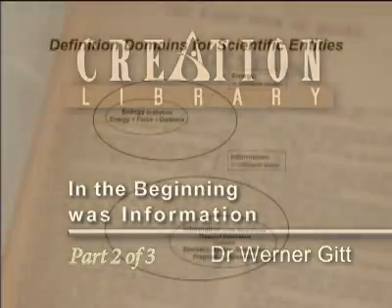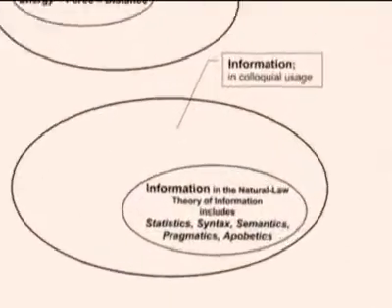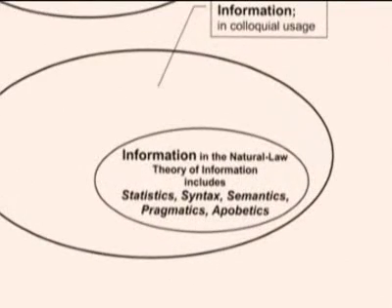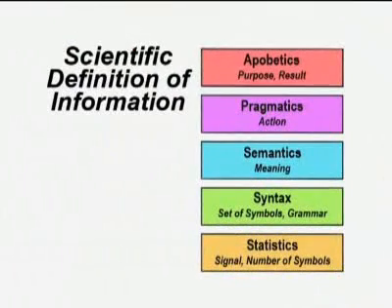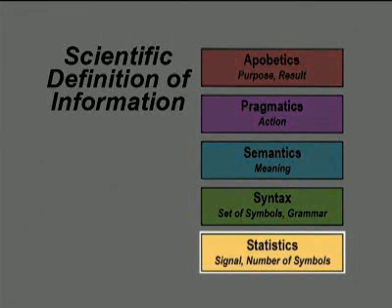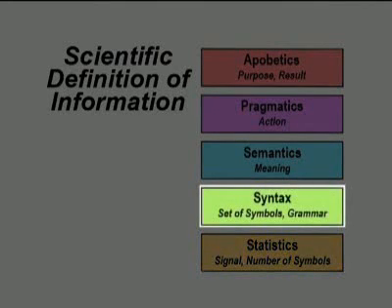Information in the natural law theory of information includes 5 levels: statistics, syntax, semantics, pragmatics, and apobatics. I will explain it a little bit more. Here we see the 5 levels. The statistic level is if we, for example, would count all the letters of a book. That's what we do in statistics. And if we look at the book, we see there are many sentences and they are written in a special syntax. And that is a second level of information.